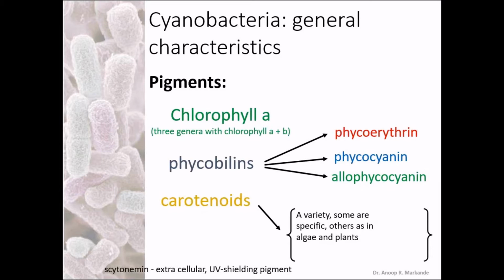Some of the pigments that Cyanobacteria have are chlorophyll, mainly chlorophyll A, sometimes chlorophyll A and B; phycobilins, which include phycoerythrin, phycocyanin and allophycocyanin; and carotenoids, which are a variety. Some are specific, others are also found in algae and plants.